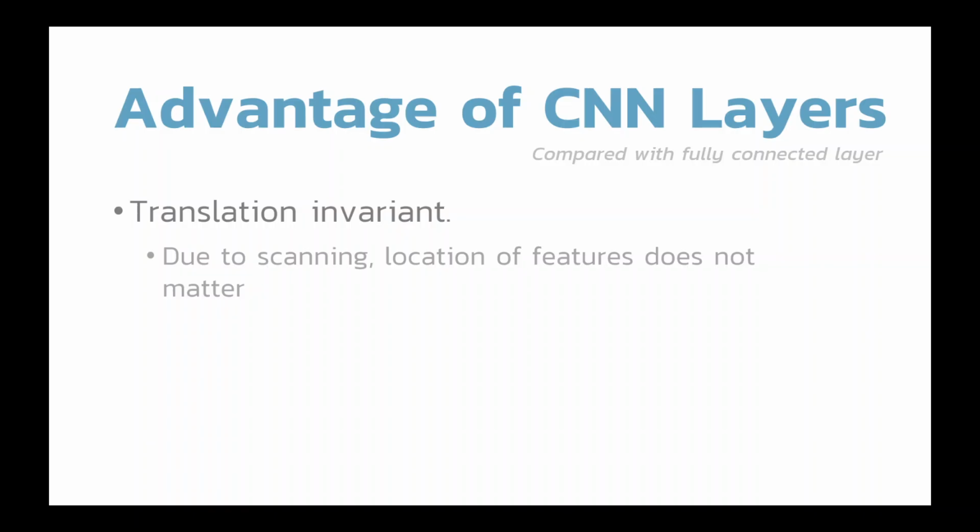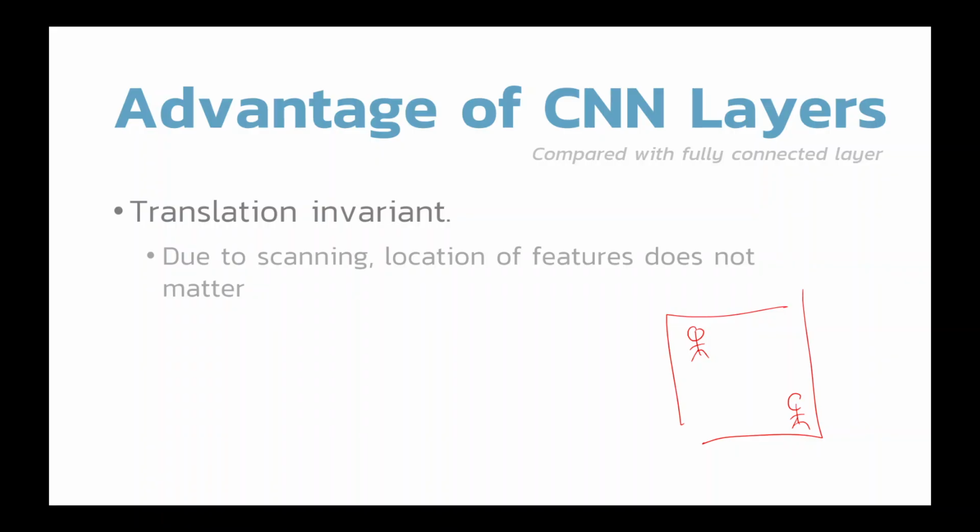All right, and the CNN is also translation invariant. Due to the scanning nature of your kernel, your feature doesn't have to be anywhere in particular. Your dog can be at the corner. If you have an image, your dog can be here, or a person can be here, or the person can be here. It actually makes no difference to the model because of the scanning nature of the operation. So that's called translation invariance.